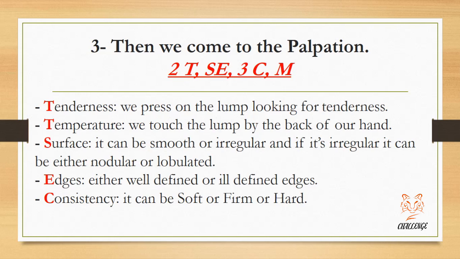SE, S stands for surface. It can be smooth or irregular. And if it's irregular, it can be either nodular or lobulated surface. E stands for edge. The edge can be either well-defined edges or ill-defined edges.